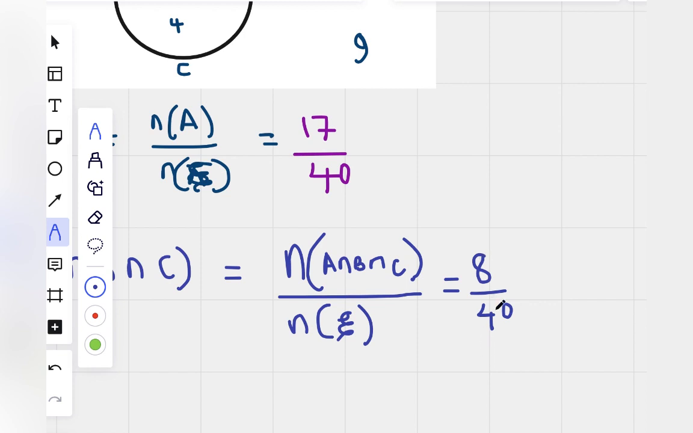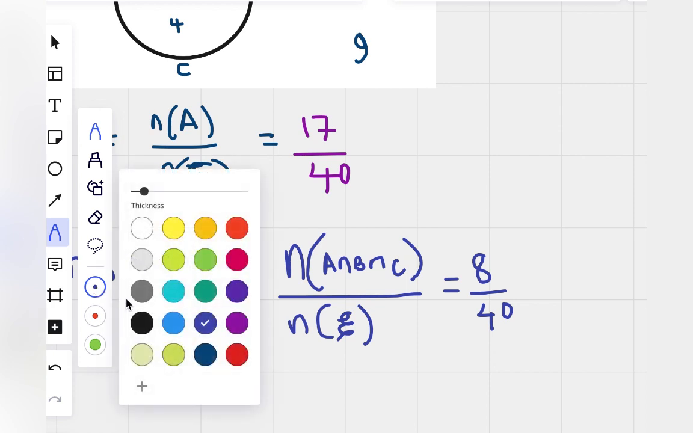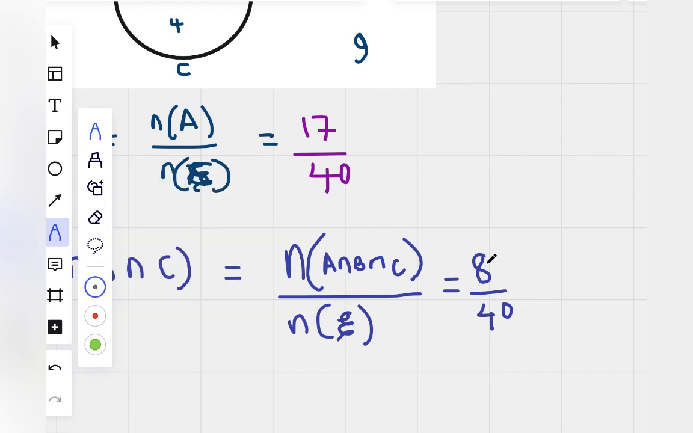Right? And we can simplify this. 8 can divide 8, and 8 can divide 40. So 8 is the highest common factor, the HCF. We divide both of them by 8. 8 divided by 8, we get 1. 40 divided by 8, we get 5. So our answer to this probability will become 1 over 5, because we can reduce it to the simplest term.